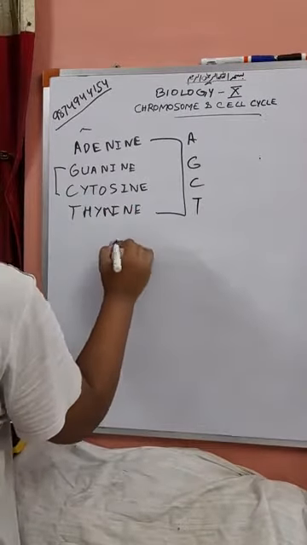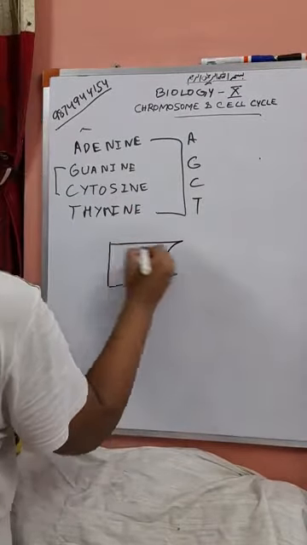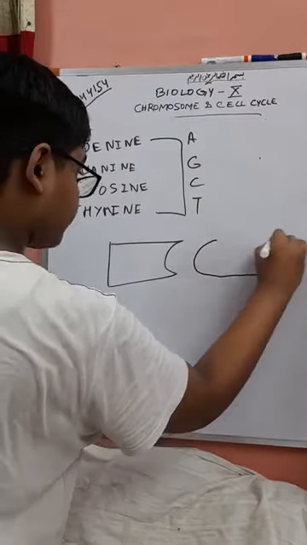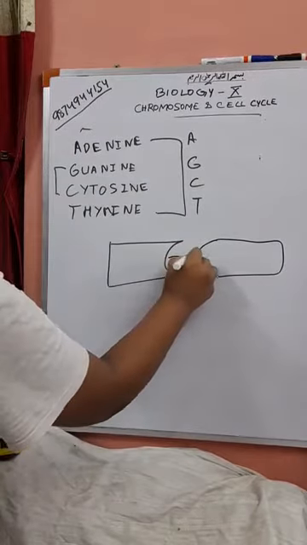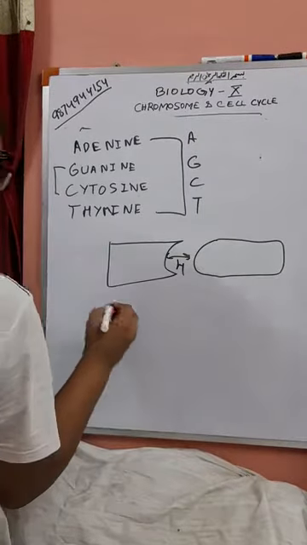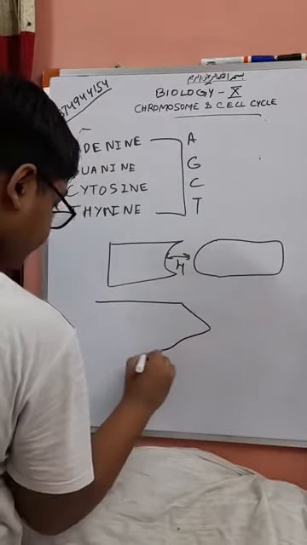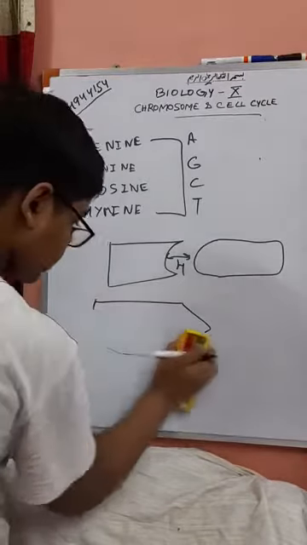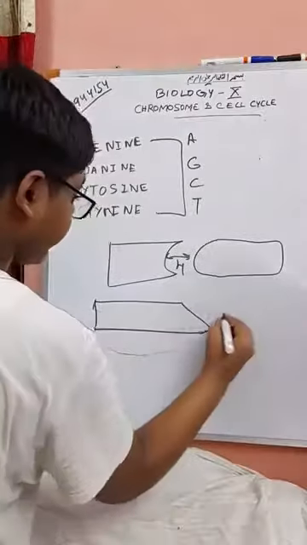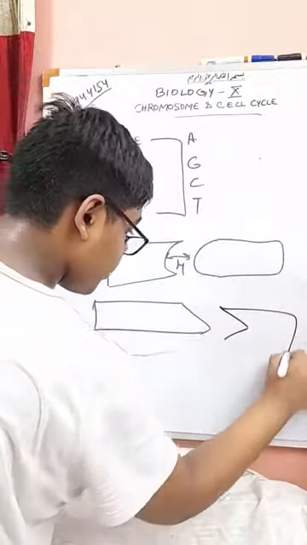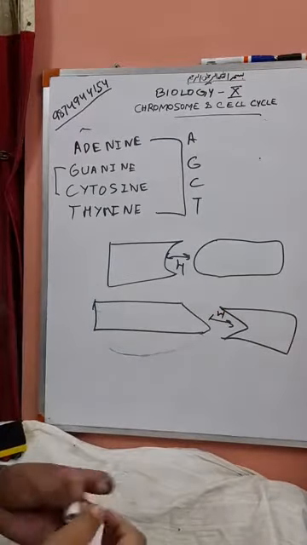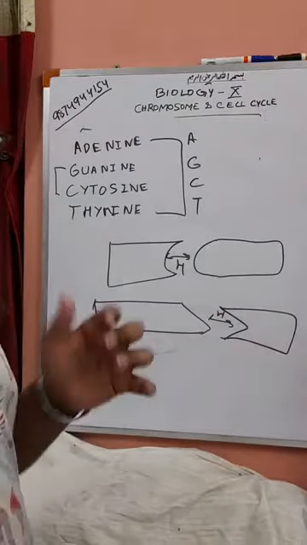Now, if A is like this, then thymine has to be like this to form a complete shape. This bond present in between is the hydrogen bond, and if guanine is like this, then cytosine will be like this to form a complete shape, between which is the hydrogen bond. Now, these are the 4 nitrogenous bases.